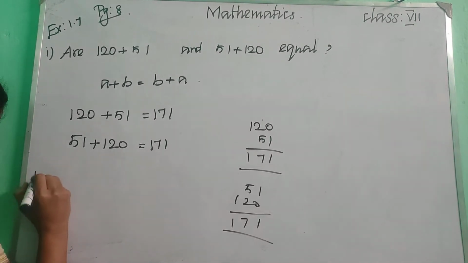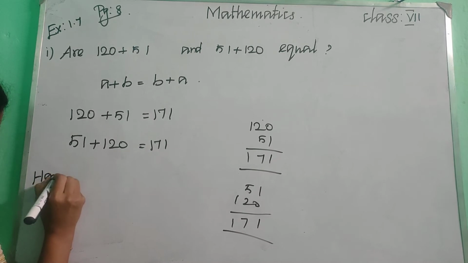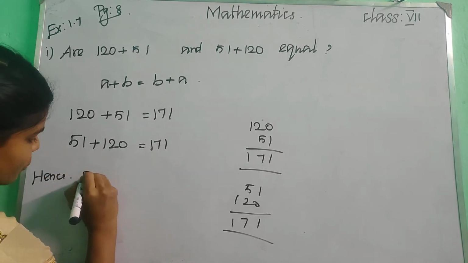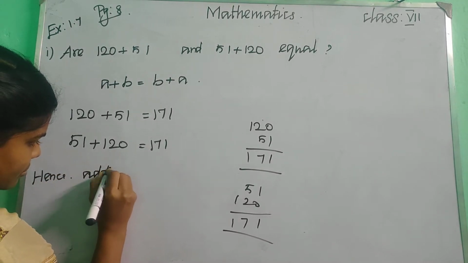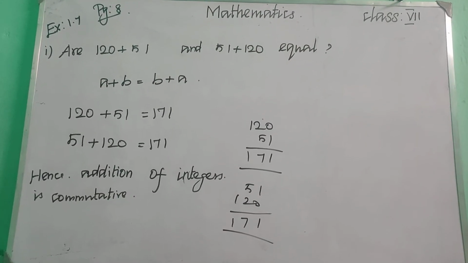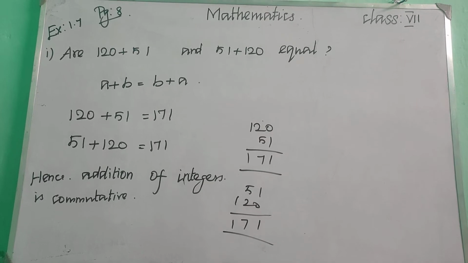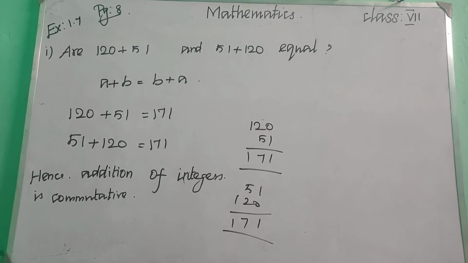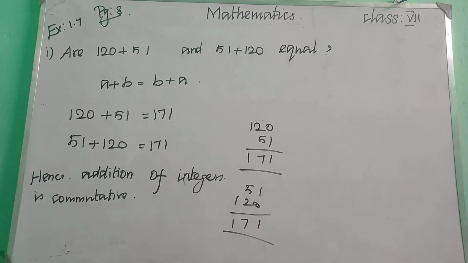Okay, we need to write at the end. Okay, hence addition of integers is commutative. So we can say addition of integers are commutative. Okay, children. So let us see the second one.